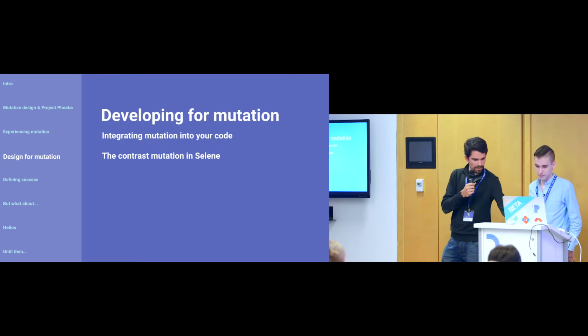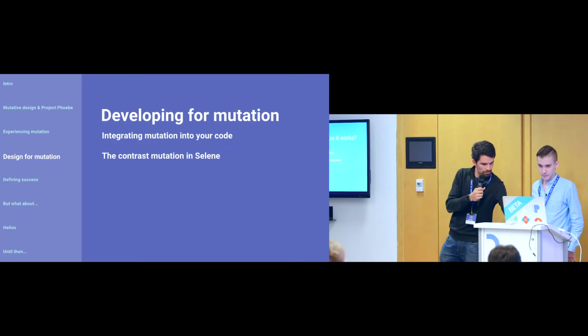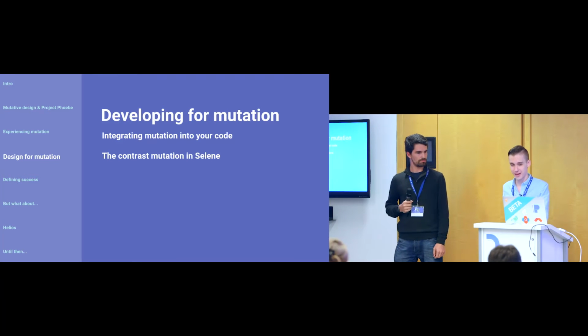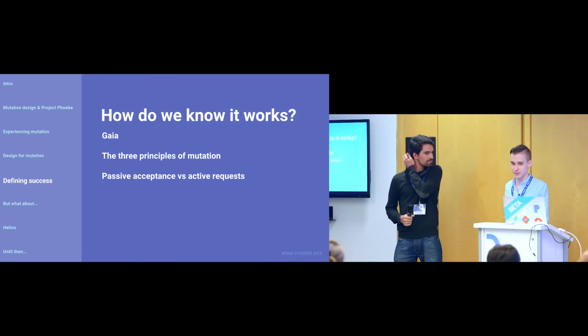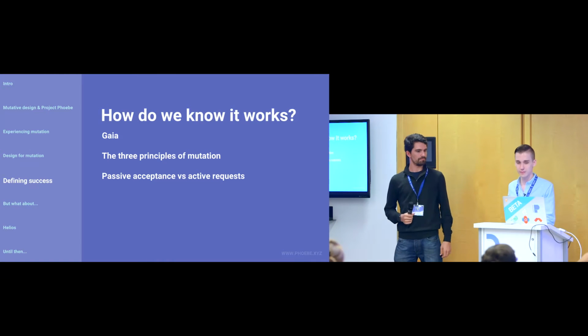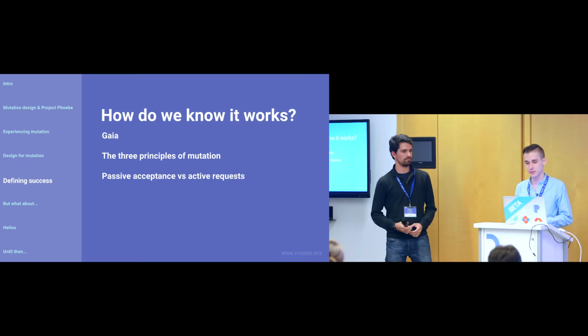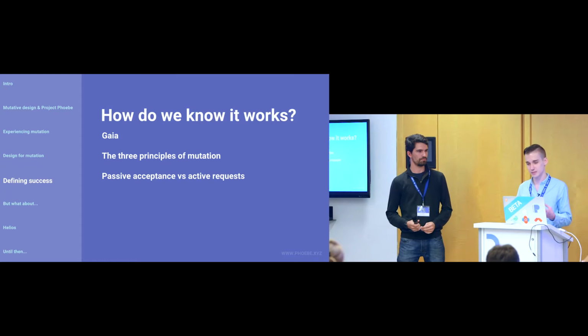So I guess now we will show you. Not now. We'll take a look at how the contrast mutation actually works. But before that, I want to introduce Gaia, and how this whole section is about how we know that mutation works. How will we learn from the users, and how will we know that the changes we're making are intelligent and useful and actually helping them accomplish something?